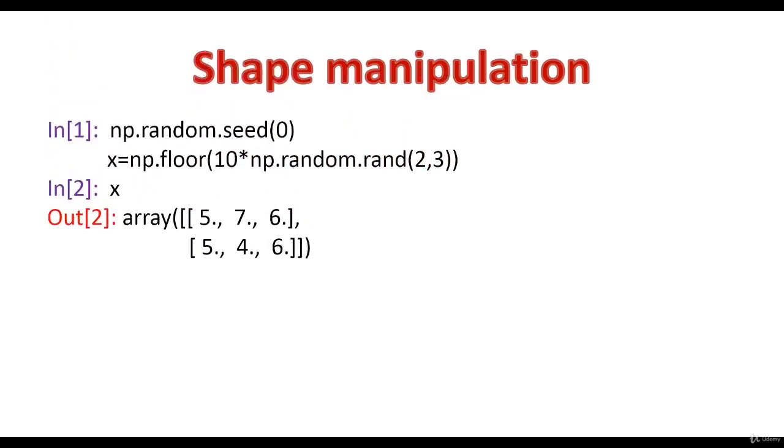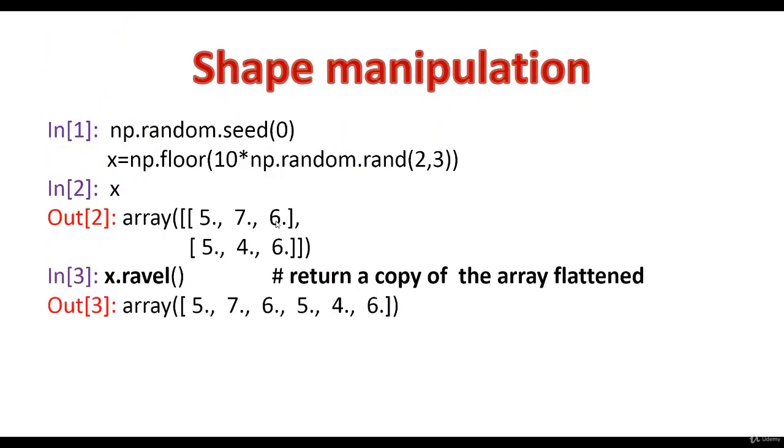Shape manipulation of array. Here we are writing a multidimensional array. This is random numbers, it will give an array of 2 rows and 3 columns, and when you write floor, it will take the integer part of it. Now the command array object dot ravel returns a copy of the array flattened. The original array becomes a one dimensional array. However, it does not change the original array. Original array remains the same.